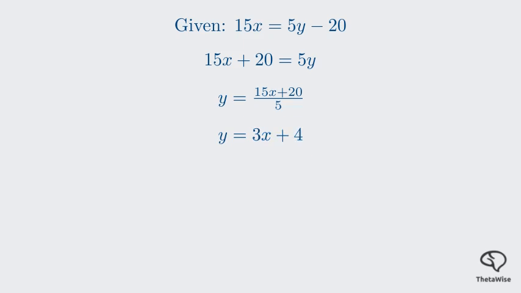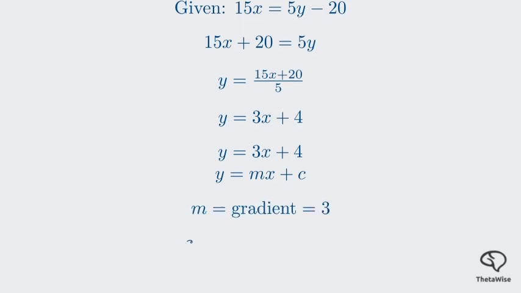Great! The equation is now in the form y equals mx plus c. We can easily identify the gradient and the y-intercept. Comparing our equation, y equals 3x plus 4, with the standard form y equals mx plus c, we see that the gradient m is 3 and the y-intercept c is 4. So the y-intercept is the point 0, 4. We've found 2 of the 3 things we need.